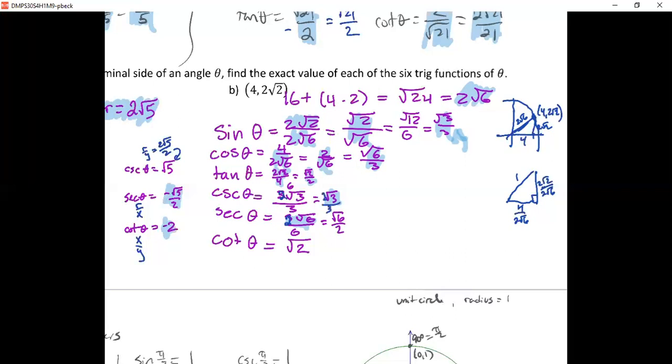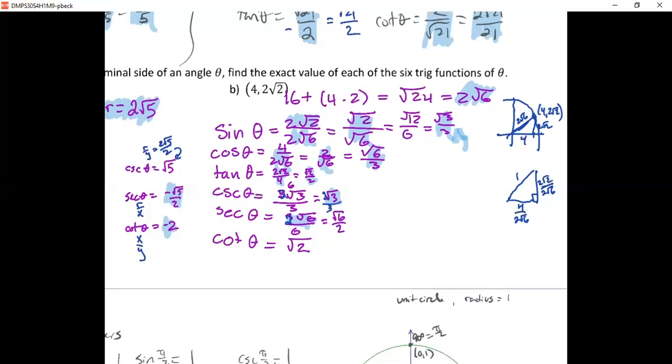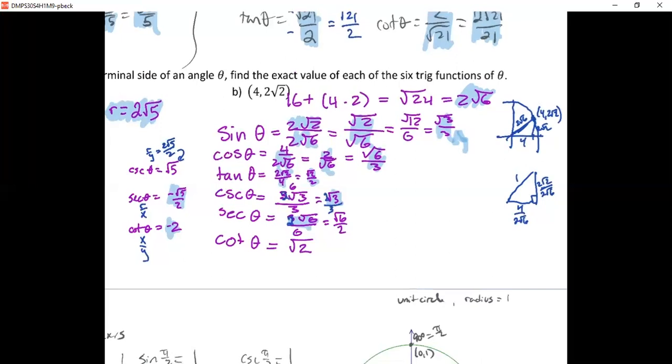So secant is r over x. So 2 square root of 6 over 4, which reduces to 2 square root of 6 over 2. So that one's actually correct. And then cotangent is going to be the reciprocal of tangent, which is x over y, or just the square root of 2. Actually, let's kind of verify that one just to make sure. 4 over 2 square root of 2, which is 4 square root of 2 over 4, which is the square root of 2. So yes, that one's right.